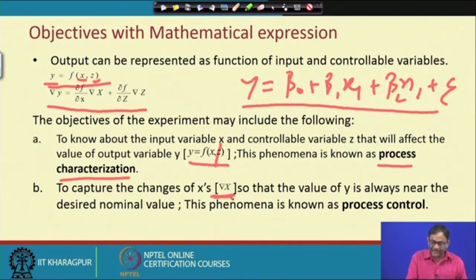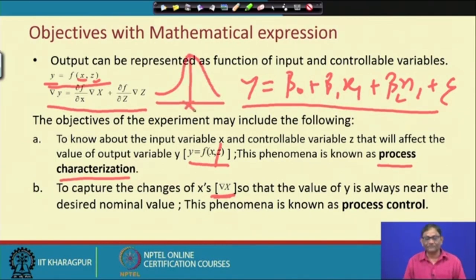So, what does it mean by desired level? Suppose I know that my y variability is like this. This is a normal curve and the mean value is here. This is the desired value, nominal value. So, I say that this is the nominal value or the desired value.